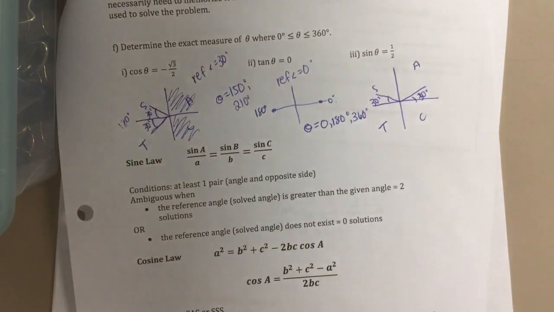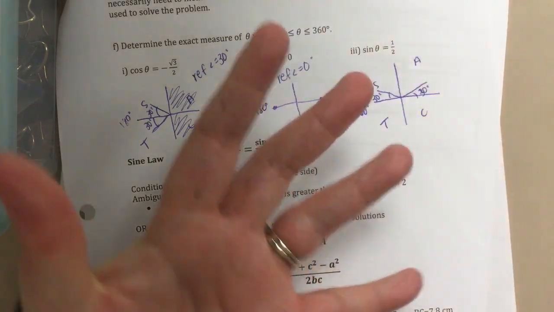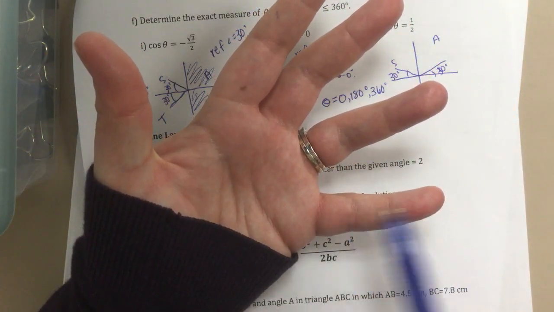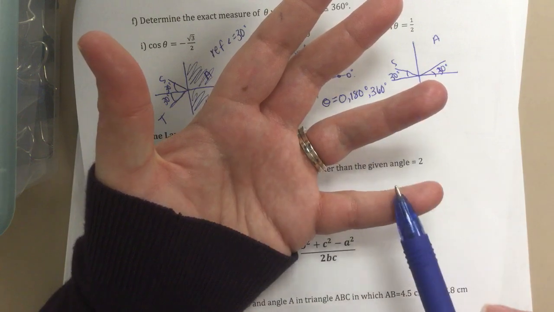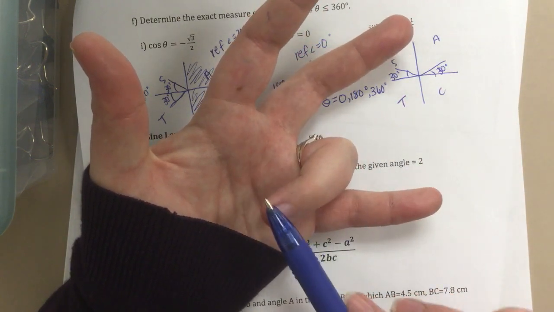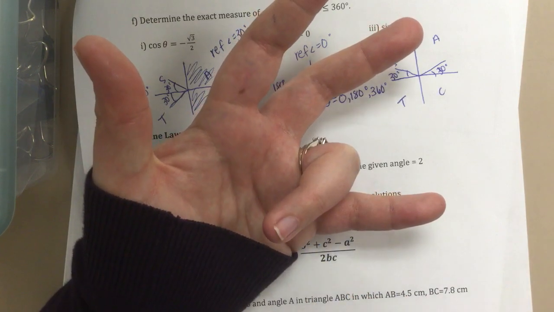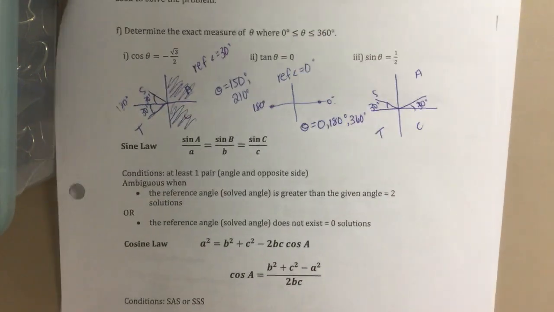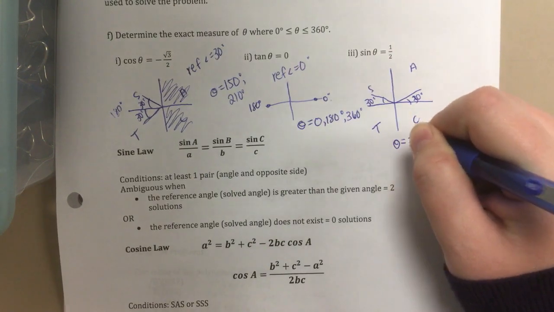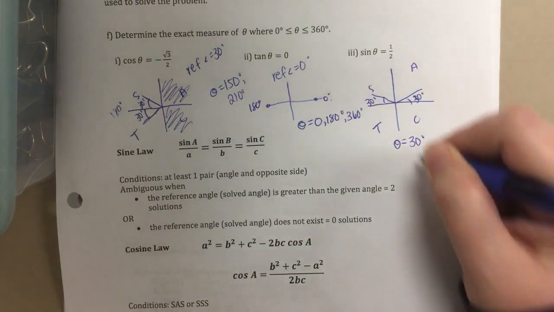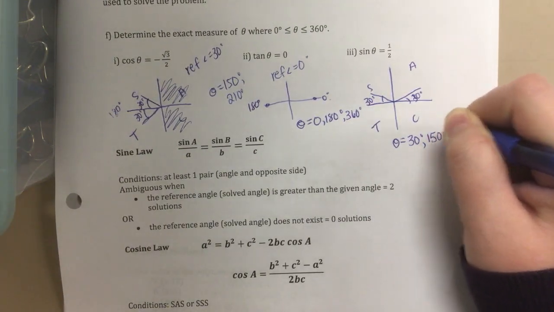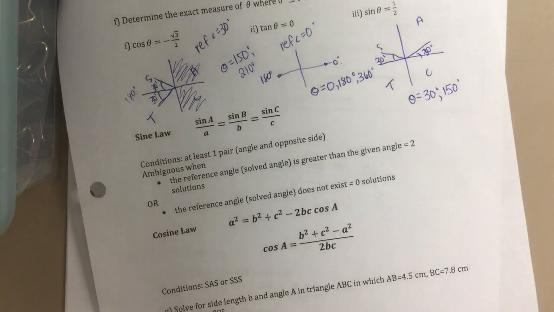If you're curious how to do that with your hand rule, you basically have your hand, you need one finger below, so that's sine, because sine is below your reference angle. And so to get that, we hold down our ring finger, and the reference angle is 30 degrees. Which means I have two solutions, one in quadrant 1, which is 30 degrees, and one in quadrant 2 at 150 degrees, or 180 minus 30.